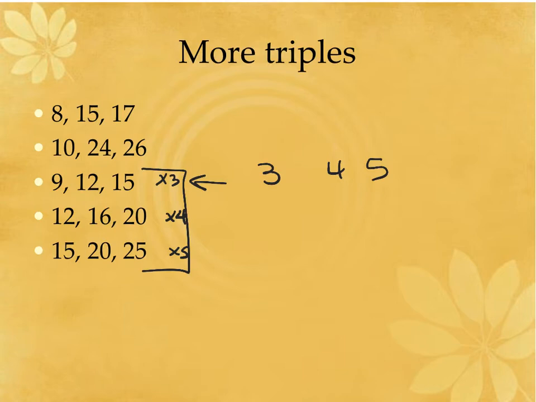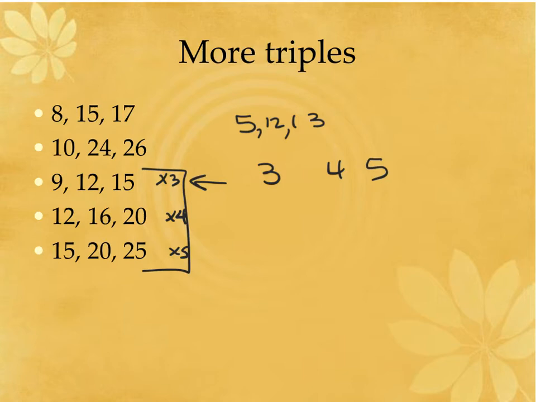Yes? What's the combination for the second one? The second one is actually a scaled up 5, 12, 13. That's the original one, and then they times it by 2. So that was probably one that I gave you yesterday.